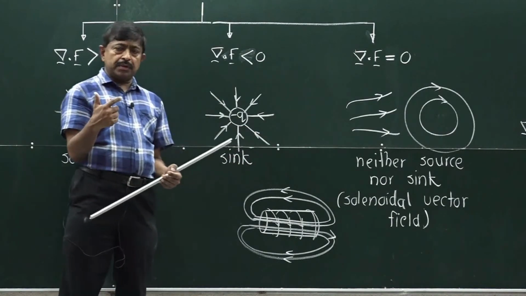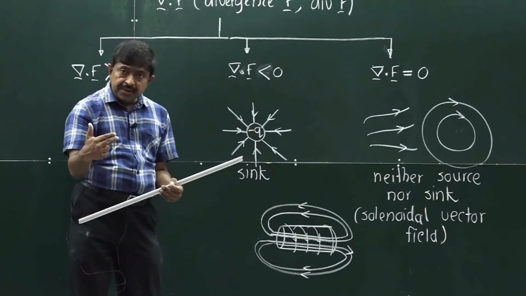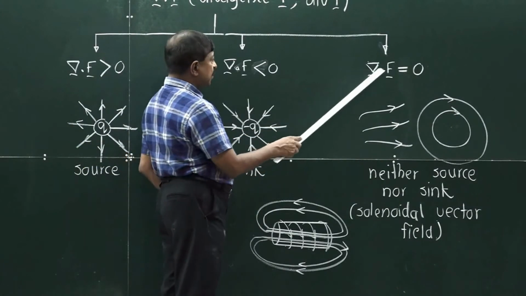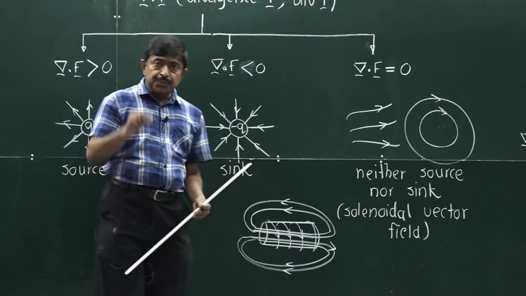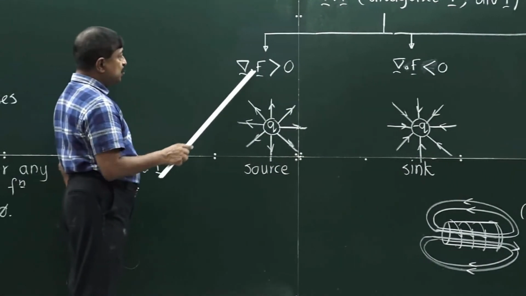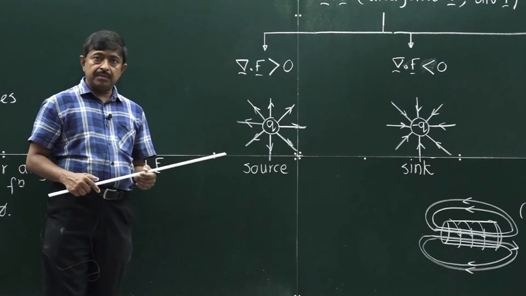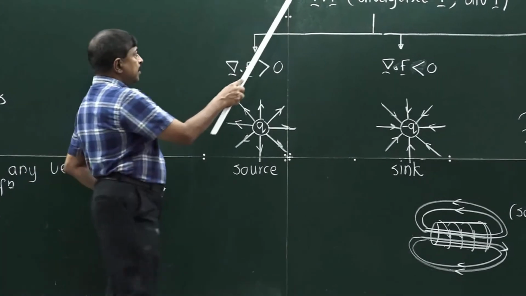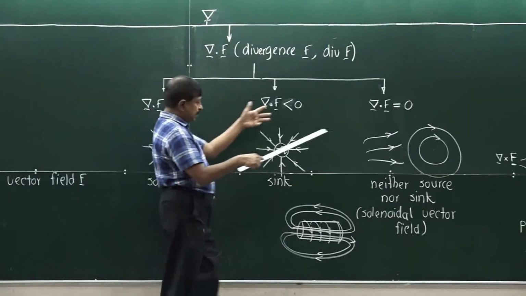So, if you want to check whether a given vector field is a solenoidal vector field, you simply find the value of div F. If the value is equal to 0, it is solenoidal. Just to check whether it is a source, you again find div F. If div F is greater than 0, that point works as a source. That is the meaning of div F, and you can interpret it in either way.